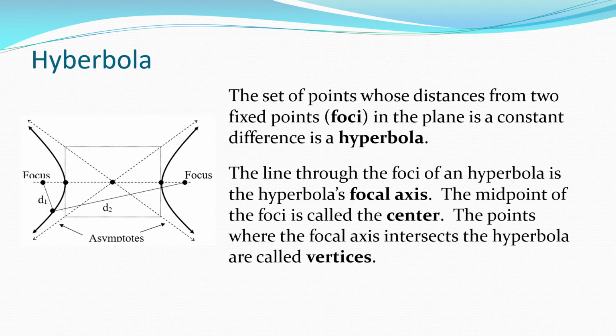The set of points whose distances from two fixed points in a plane have a constant difference is just the last conic section, called the hyperbola. And just like before with the ellipse, the line through the foci of a hyperbola is called the hyperbola's focal axis. The midpoint of the foci is called the center, and the points where the focal axis intersects the hyperbola are called the vertices.